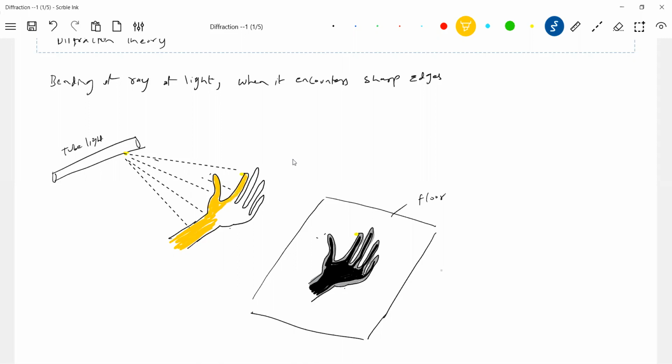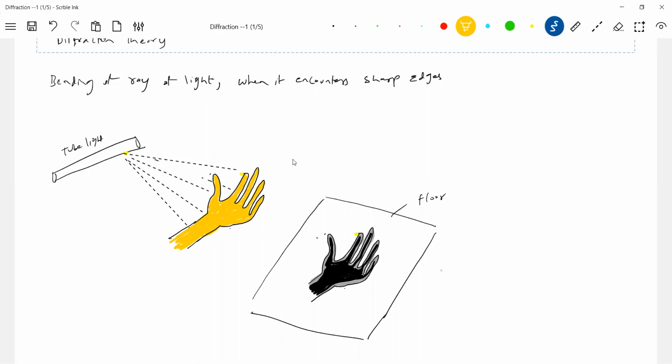But along with that, what happens? We'll get some less dark region. What is that less dark region? I'm showing it by ash gray, something like this, a less dark region. So why is this? Due to diffraction.